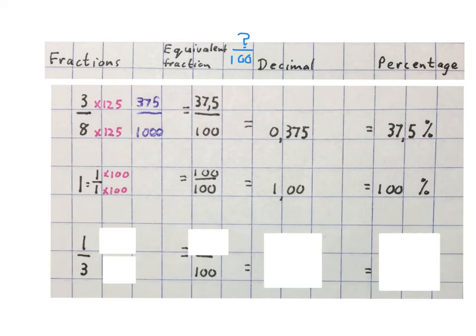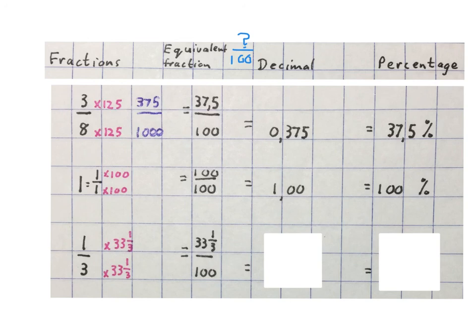The last one might be new to you, but in time you'll get used to it. If they give me a third and I want to take it to hundredths, you can times 3 with 33 and a third to get to 100. If you take 100, you divide it into 3 equal parts, you'll get 33 and a third. Takes some getting used to. If you times 1 with 33 and a third, you get 33 and a third over 100.